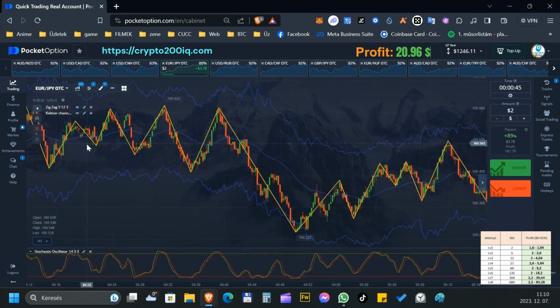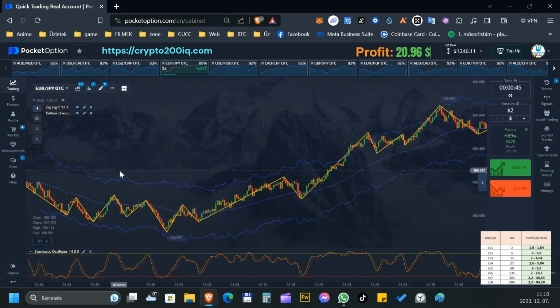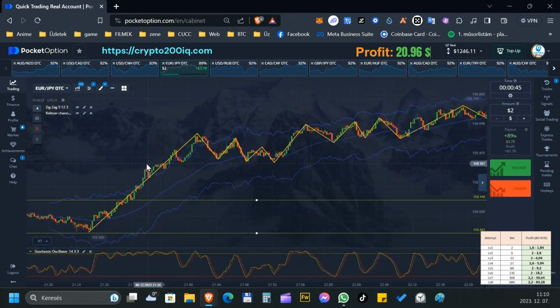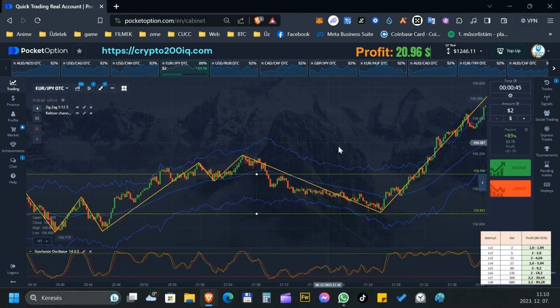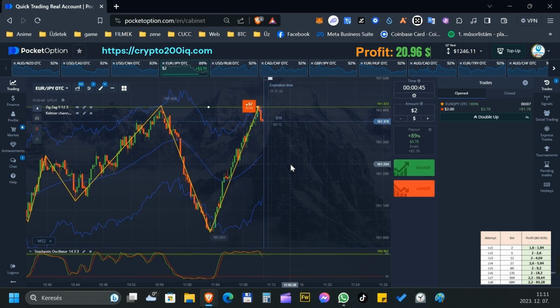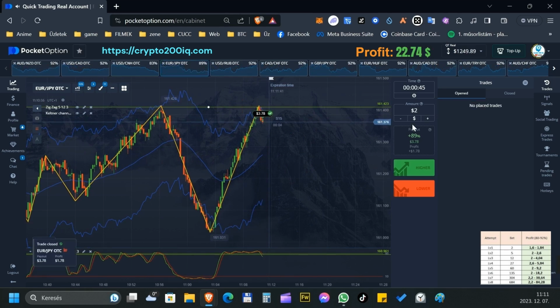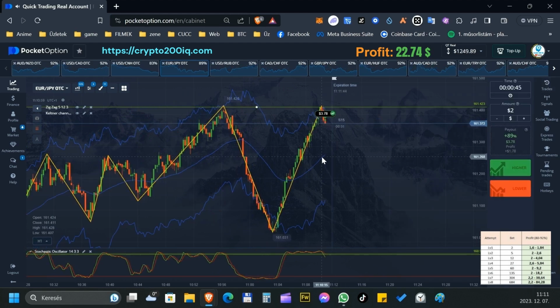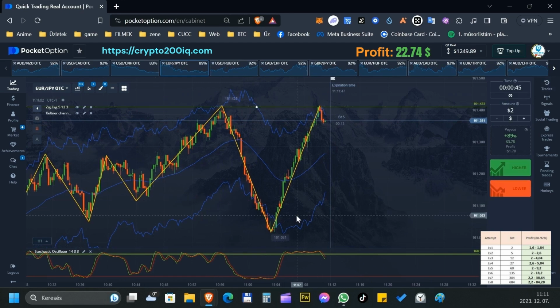Let's see if we have the next point to align with. As I said, if not, then we rely on the indicators. But it looks like everything worked perfectly and we're going to win. And we won. Let's look at the next position.